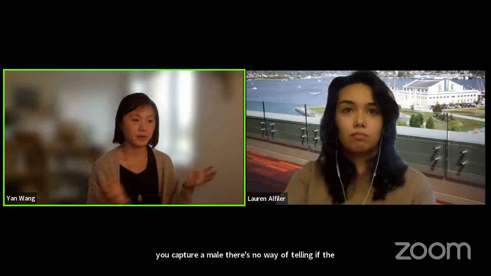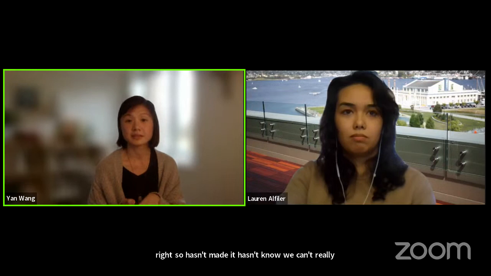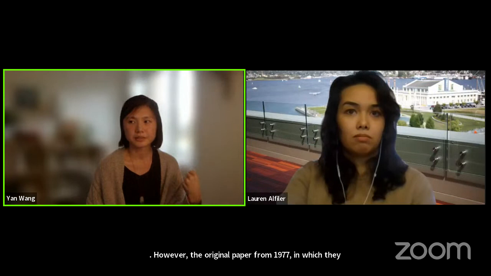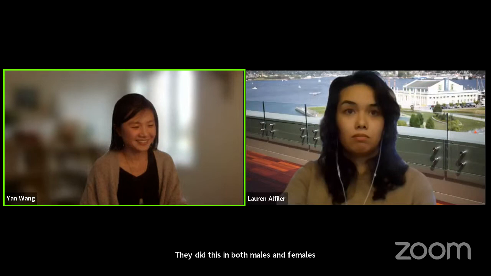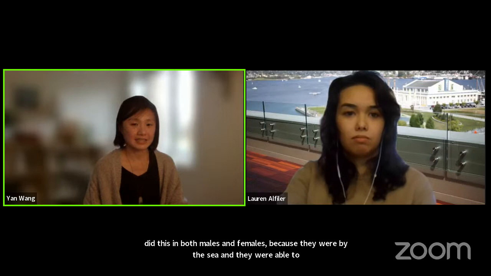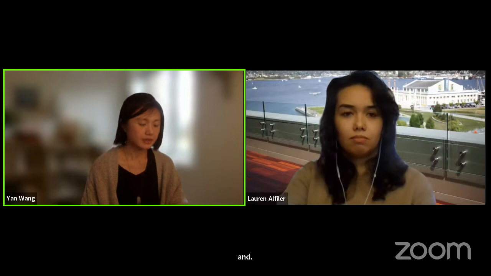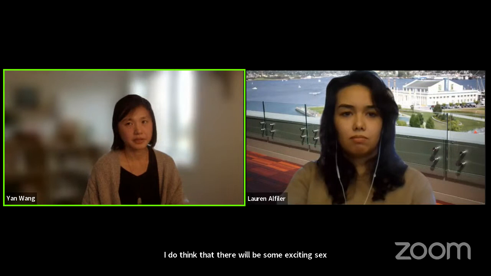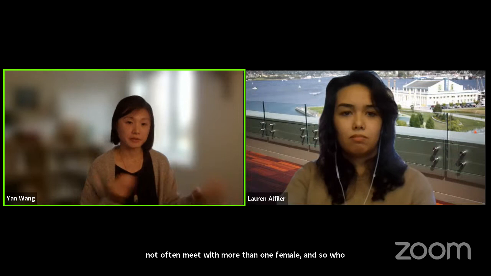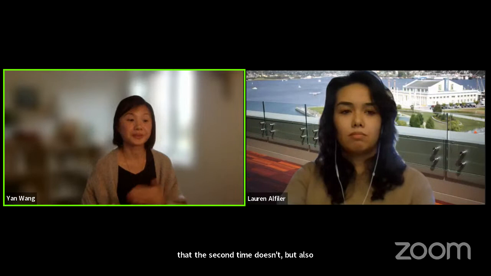We can't really tell. However, the original paper from 1977, in which they glandectomized or removed the optic glands of octopuses, they did this in both males and females because they were by the sea and they were able to. And they did notice similar really fast, rapid decline as well. I do think that there will be some exciting sex differences in this because males, although they do not often mate with more than one female, can. And so who knows, maybe that first time triggers something that the second time doesn't. But also in this emerging species, we'll really be able to dissect that down to a finer point.